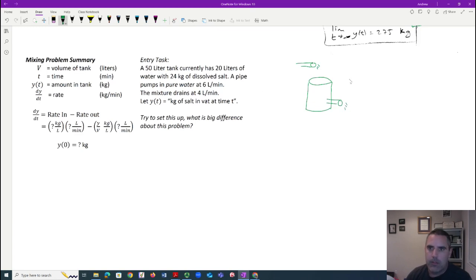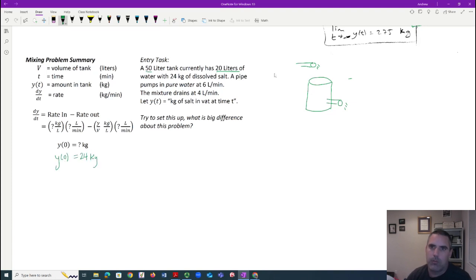It's a 50-liter vat, but it only has 20 liters of water. Okay, that's interesting. Why did they give me these 2 numbers? It starts with 24 kilograms of dissolved salt. So I do know that y of 0 is 24.